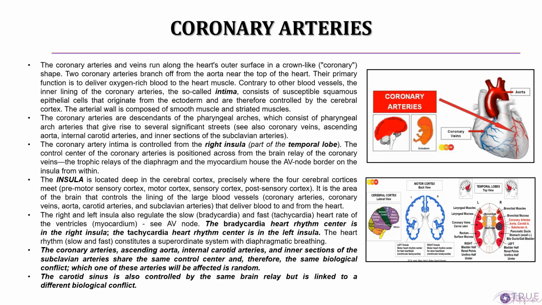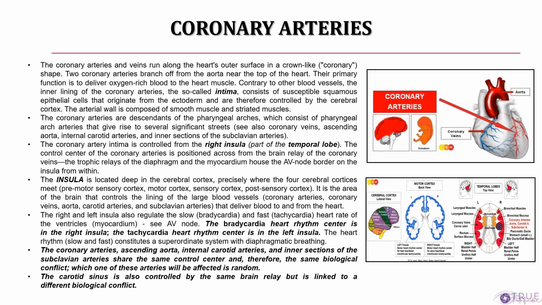The coronary arteries and the veins run along the heart's outer surface in a crown-like shape, a coronary shape, and the two coronary arteries branch off from the aorta near the top of the heart. Their primary function is to deliver oxygen-rich blood to the heart muscle.